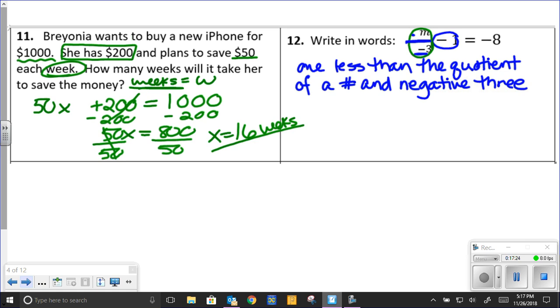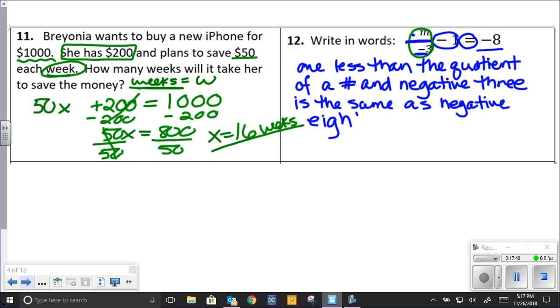And then I have my equal sign, so I could say equals, I can say is the same as. There's a lot of things to say there. I'm going to write is the same as. And then this number here is -8. So I just write it like that, -8. Again, a couple ways you could do it, but you do need to just make sure you're doing it correctly with the wording.